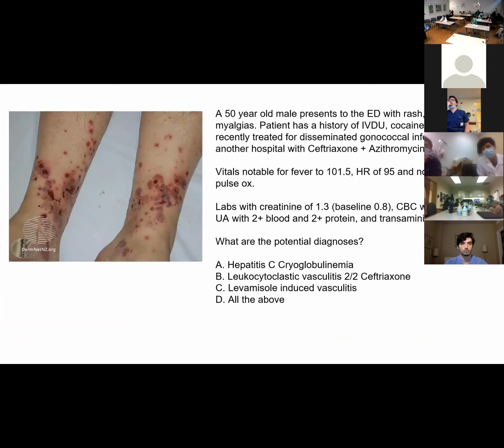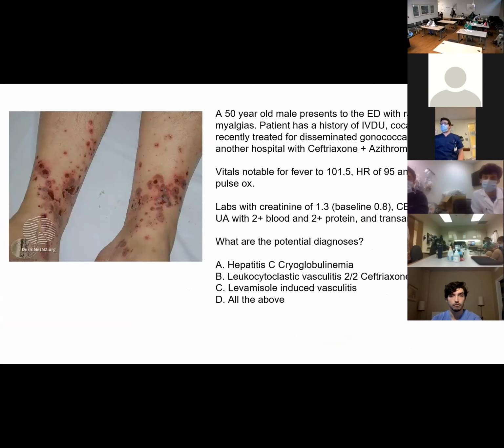All right, so this guy has purpura. You check the labs for this guy. He has a creatinine of 1.3, his baseline is 0.8, CBC with a white blood cell count of 11, and UA with 2+ blood and 2+ protein, and a transaminitis. What do you guys think the potential diagnoses are in this case? A is Hep C cryoglobulinemia. B is leukocytoclastic vasculitis due to ceftriaxone. C is paraneoplastic vasculitis, or D, all of the above.